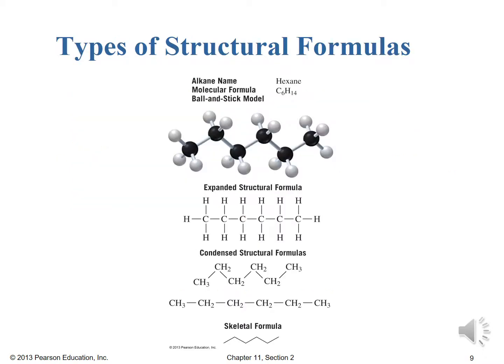All right, so here we see hexane represented in a number of different ways by alkane name, right? Hexane, that should trigger in your mind the molecular formula C6H14. The ball and stick model there gives a little idea of the three-dimensional structure.